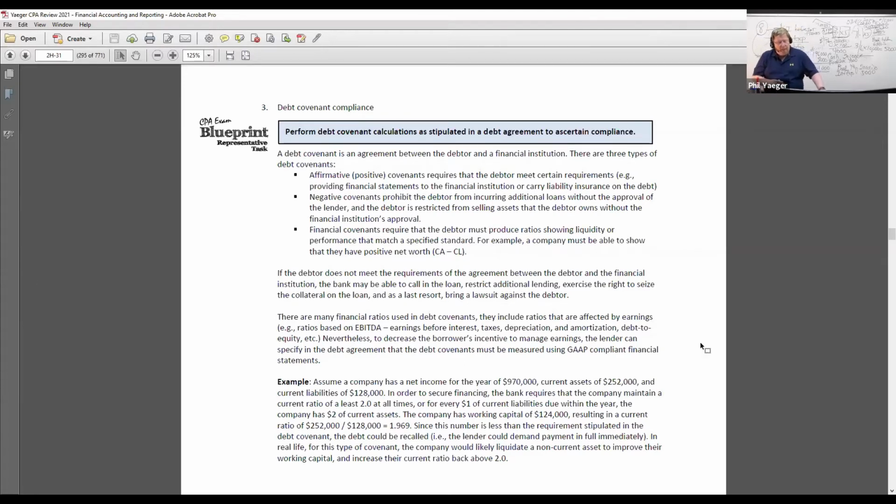So this is a ratio they do ask, and it is net income before interest and taxes divided by interest expense. Do I have enough earnings to cover my present interest? What are some other liquidity ratios?